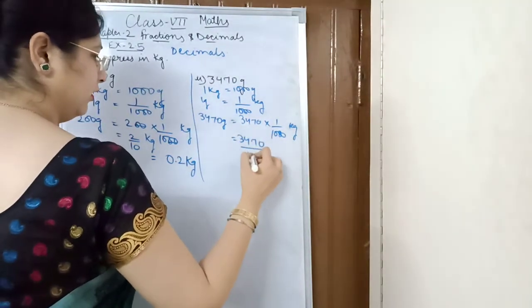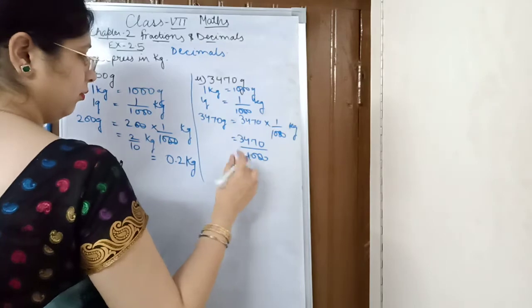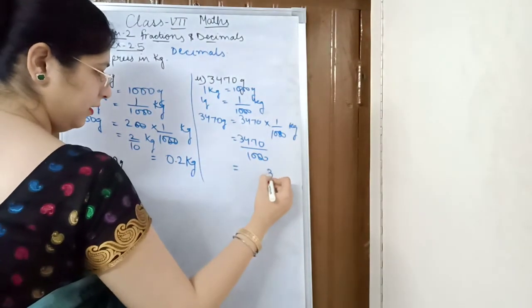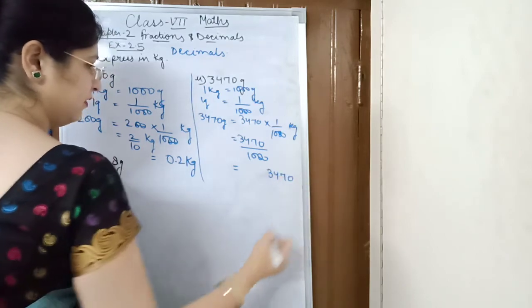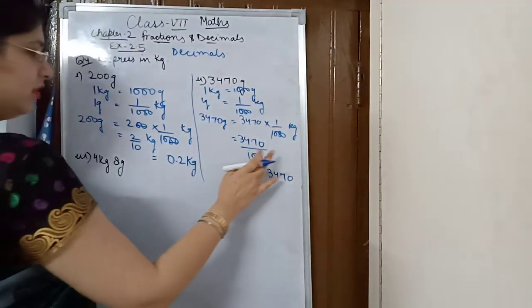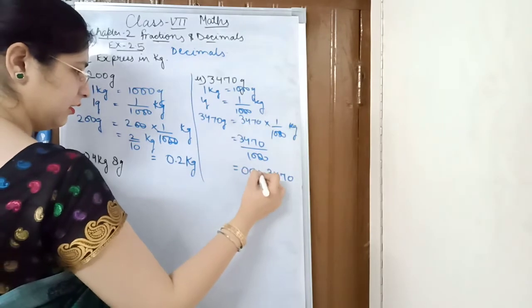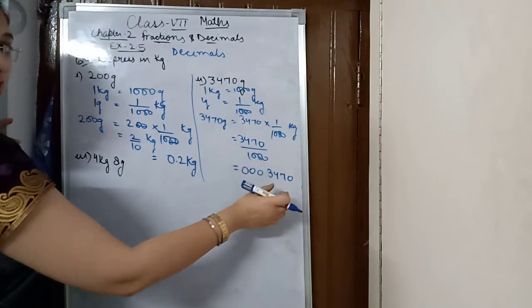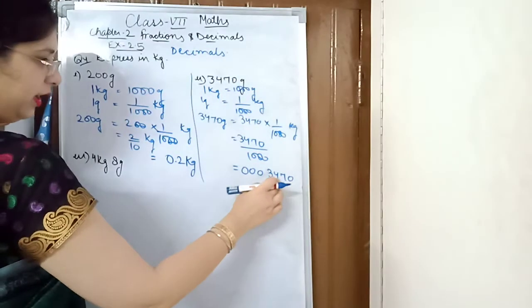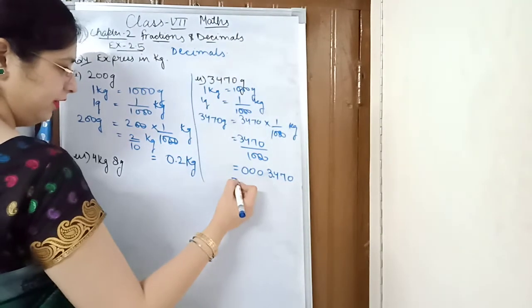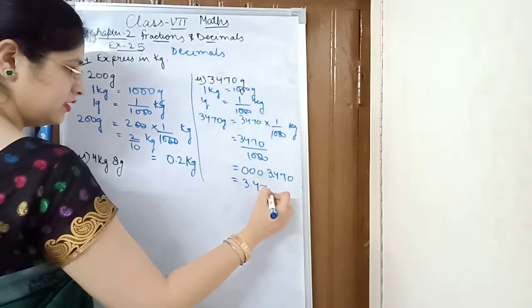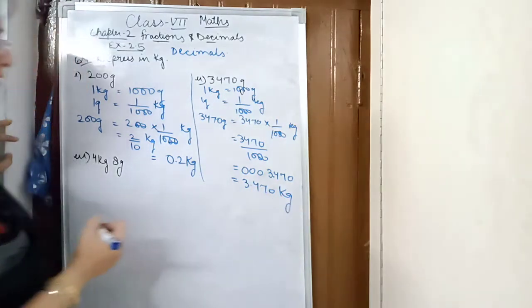3470 upon 1000. So how do we write this now? Leave some space and write the numerator as it is, 3470. Now how many zeros are there? 3 zeros are there, right? Write 3 zeros here. Now count the digits from the right side, and there are 3 zeros in the denominator. Put the decimal before 3 digits, 1, 2 and 3. So the 0 0 will now get removed. 3.470 kg will be the answer.